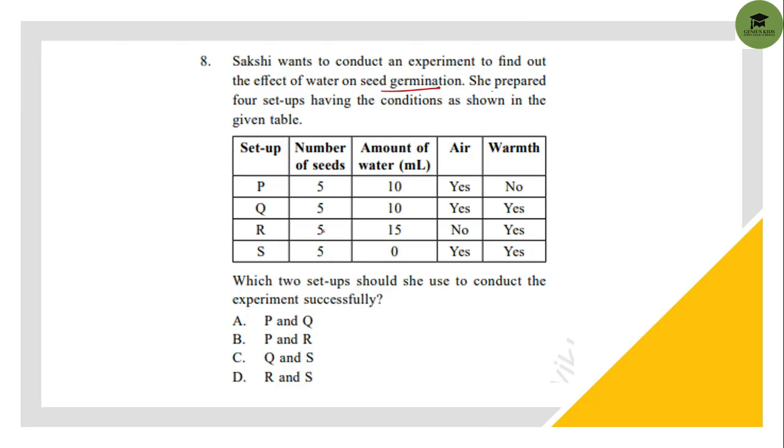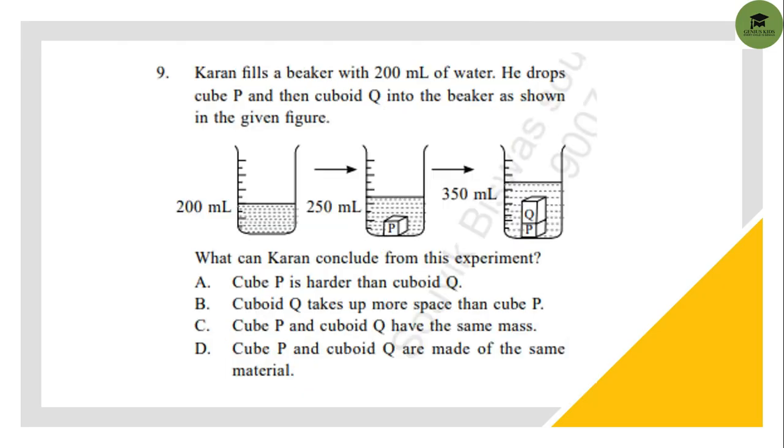So if you see this table, in setup Q, water, air, warmth are all present, so the seed germinated. But in case of S, there is no water, so the seed will not germinate here. So in this option, your correct option is Q and S. So Q and S, option C is your correct answer. Okay.